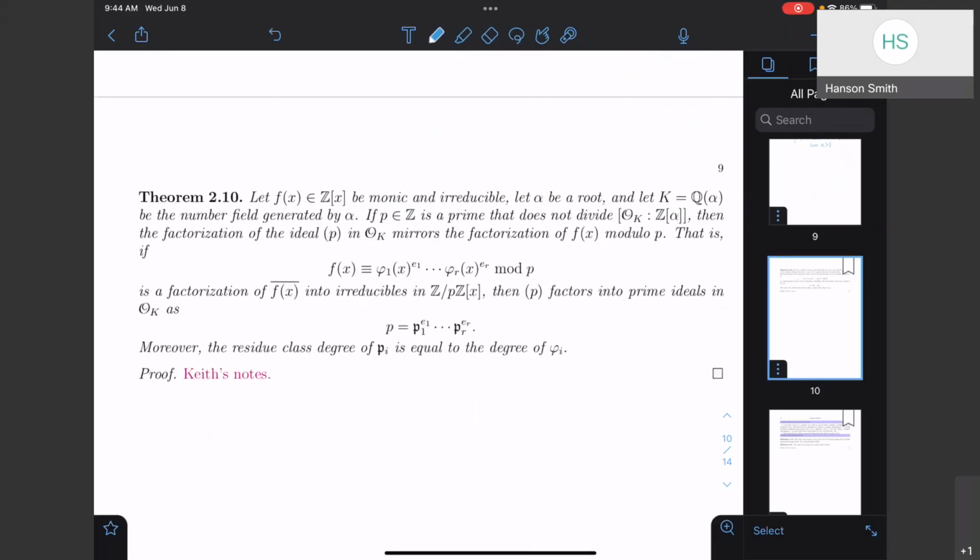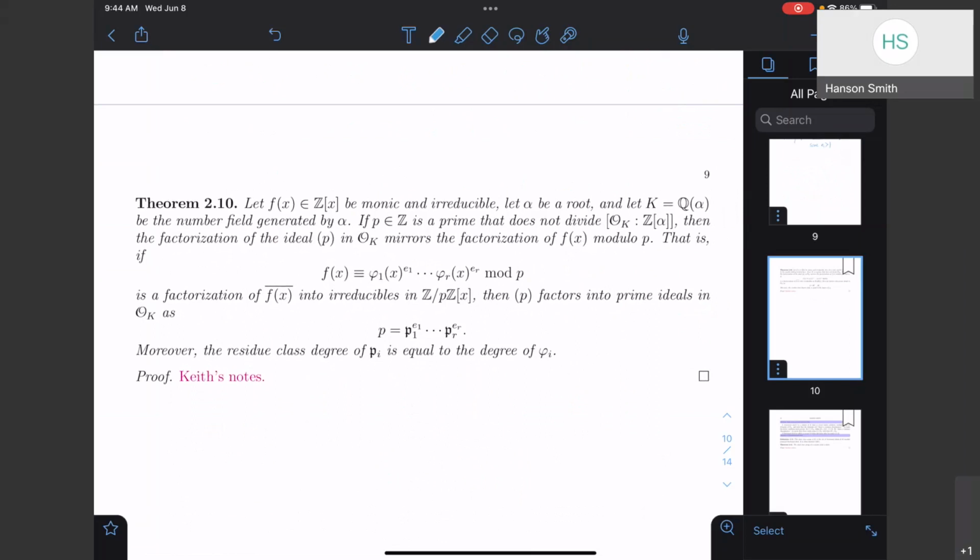And then my favorite theorem in algebraic number theory says that if you choose appropriately so that you have a prime that doesn't divide this index, which in our example we could do, the factorization of my prime mirrors the factorization of my polynomial mod P. So this is often called Dedekind-Kummer factorization. Ran away there with Kummer.